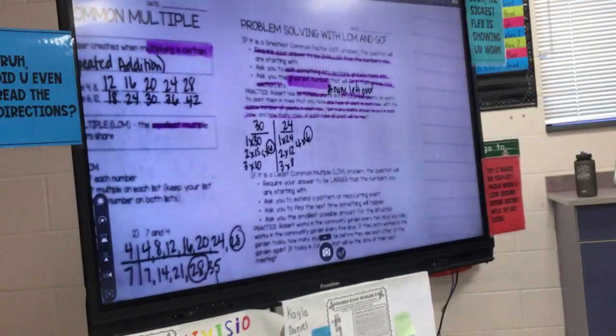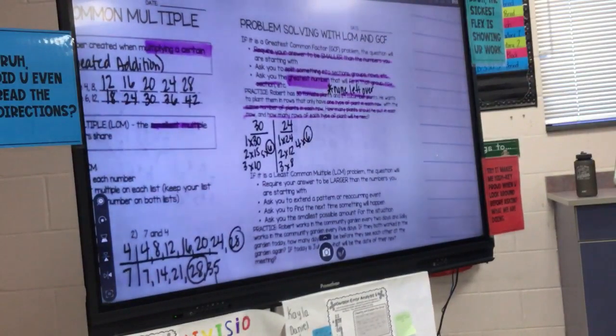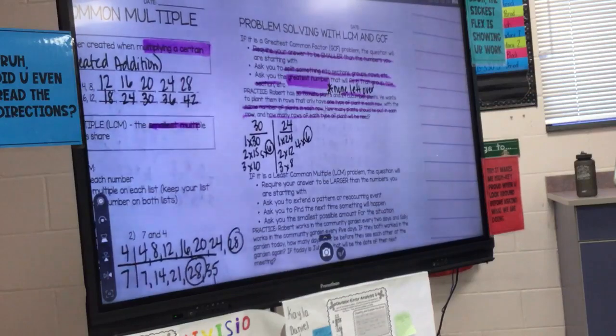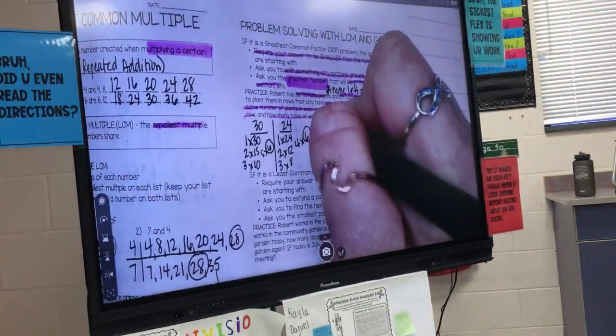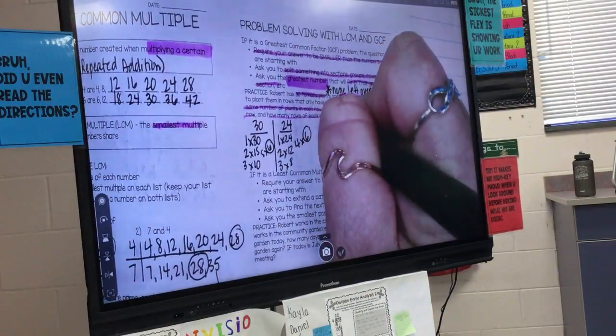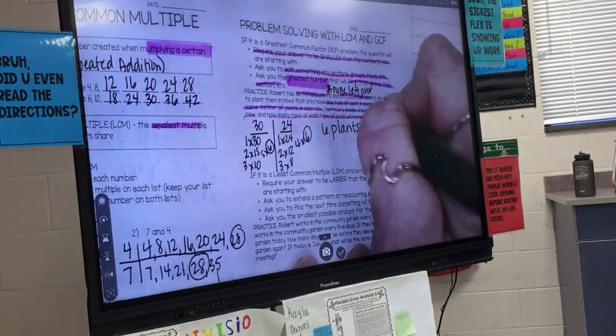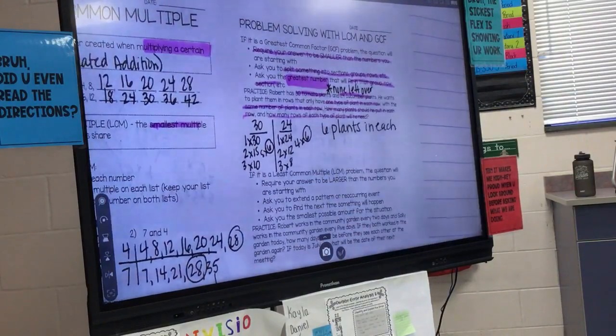All right. So obviously, 6 is going to be important, but 6 is not my answer. Why is 6 not my answer? Or what part of the question does 6 answer? Let's start with that. Emma. 6 represents how many plants are going to go in each row. So 6 plants in each row. So that's the first thing.